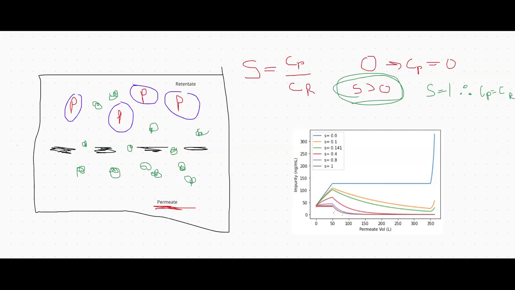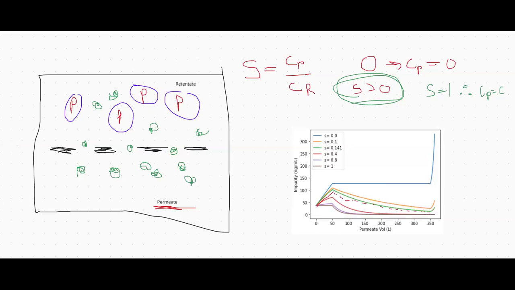For example, this green line where sieving is 0.141. During concentration, the concentration of the solute increases, but as we start diafiltering, it's decreasing. And then when we start concentrating again, it increases.